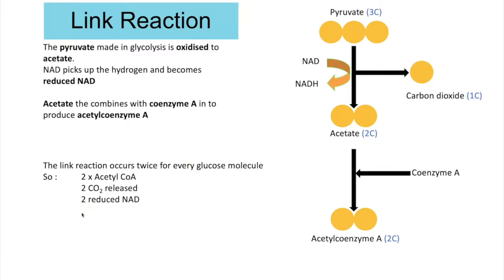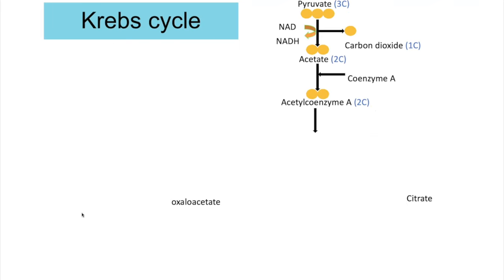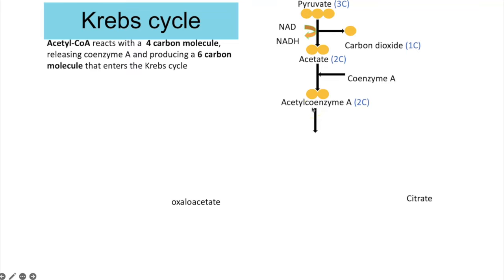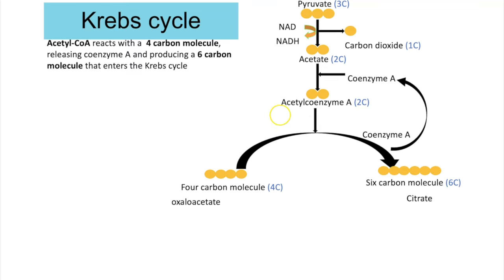Next then is the Krebs cycle, which is still happening in the same location, which is the mitochondrial matrix. So here we can see the link reaction, and that's going to lead us into the Krebs cycle. And the first step of the Krebs cycle is oxaloacetate, which is a 4-carbon molecule, is going to combine with the acetyl-CoA. And because we've got a 4-carbon reacting with a 2-carbon, we get a 6-carbon molecule, which is citrate. And you do need to know the names of those compounds, oxaloacetate and citrate.